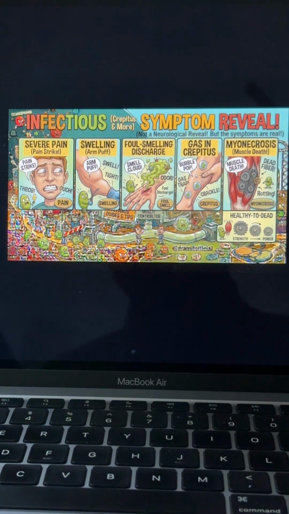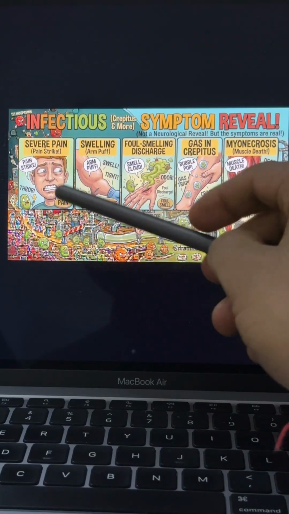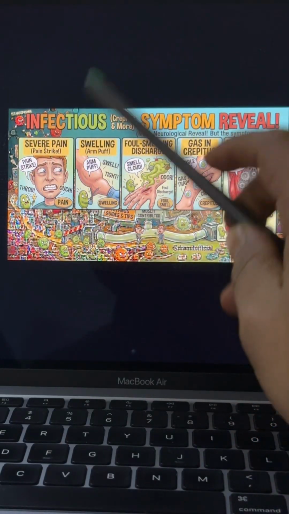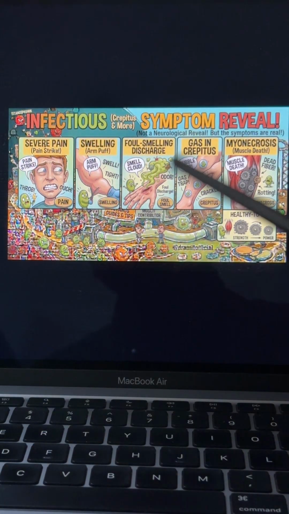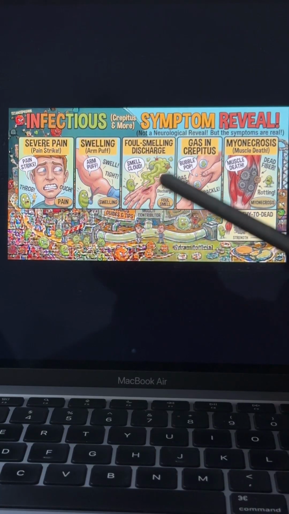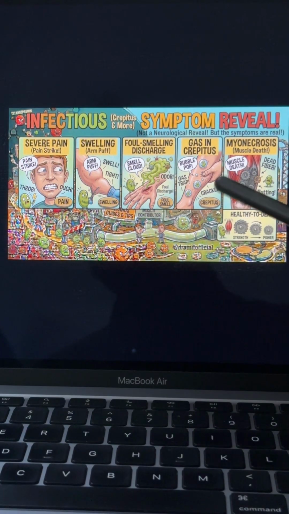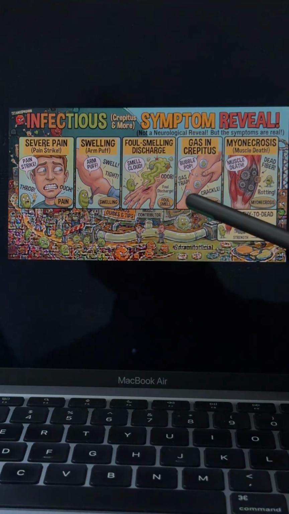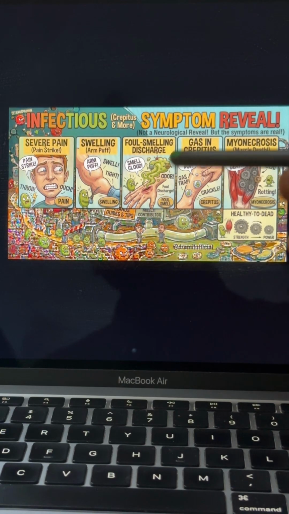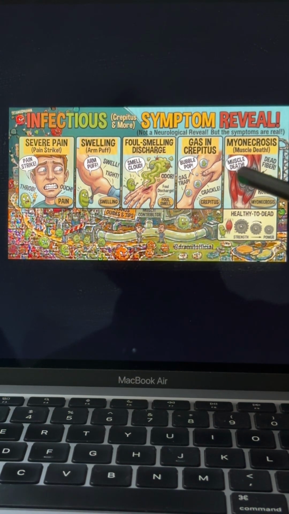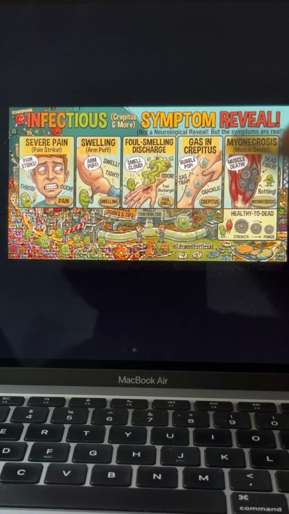So let's remember the clinical features from this figure. Just look at the face of the patient, there will be severe pain. Then there will be swelling in the wound area. Then foul-smelling discharge is coming from the wound. Then below the wound there will be gas, which causes bubble pop, so gas in crepitus, and at last it causes myonecrosis or muscle death. Just keep this figure in your mind, and it will help you remember all the symptoms caused by Clostridium perfringens.